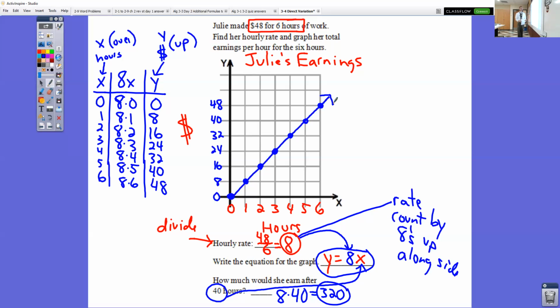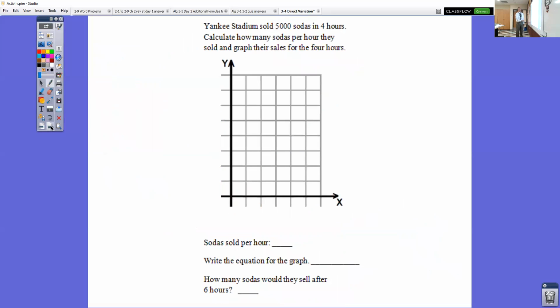So this is one complete question. You have your title, your 2 labels of dollars and hours. We graphed our line, we put an arrow on the end, and we answered our 3 questions down here. Let's take a look at the next one.